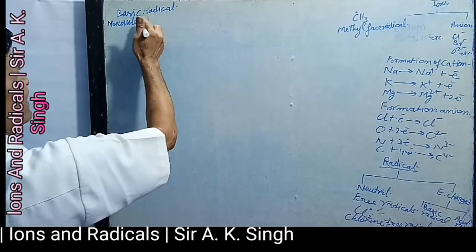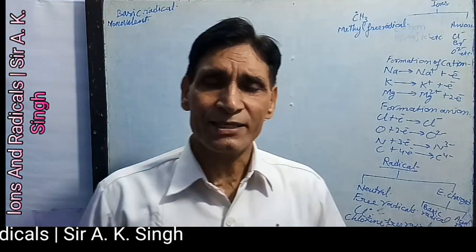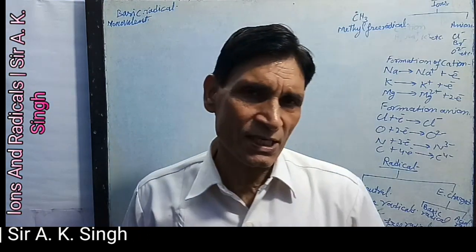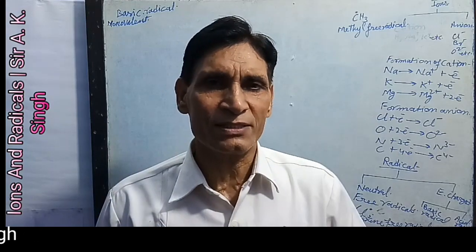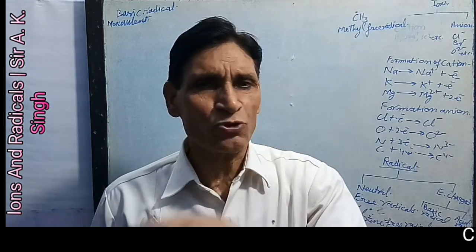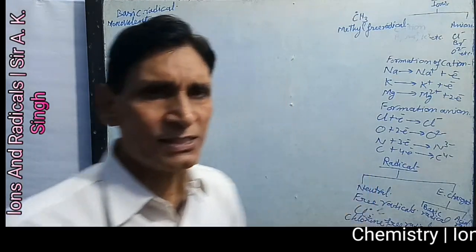Monovalent radical is that radical which carries one positive charge, and divalent radical is that radical which carries two positive charges. Trivalent means three positive charges. Tetravalent radical, four positive charges. Let us see examples.